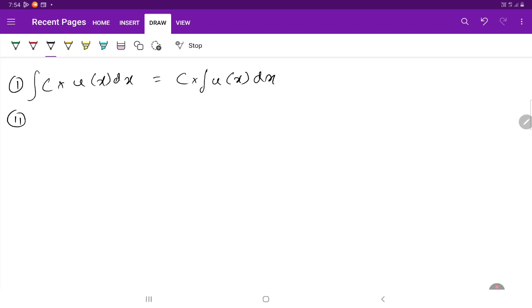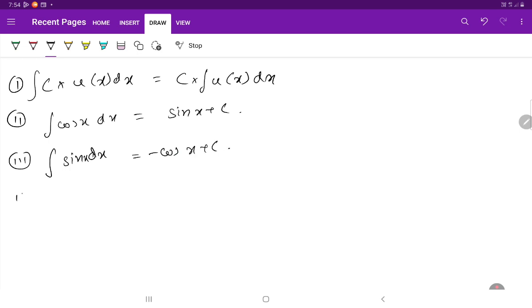Now coming to a few formulas. First is integral of cos x dx is equal to sin x plus c. Third is integral of sin x dx is equal to minus cos x plus c. Now coming to the fourth formula, which is a little interesting: integral of e to the power x dx is equal to e to the power x. Even in differentiation, you might have seen that the differentiation of e to the power x is e to the power x, and so the integration of e to the power x is also e to the power x.